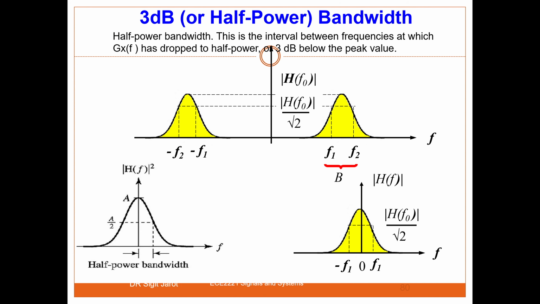We also have the 3 dB or half power bandwidth. Half power means it is measured at A divided by 2, this size. This is the half power bandwidth. Or 1 over square root 2, which in dB is 3 dB.